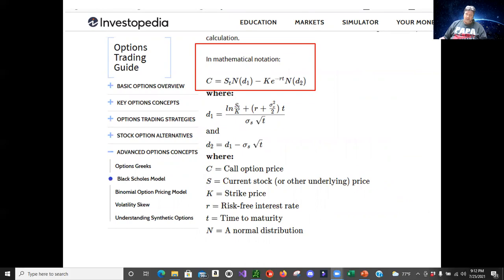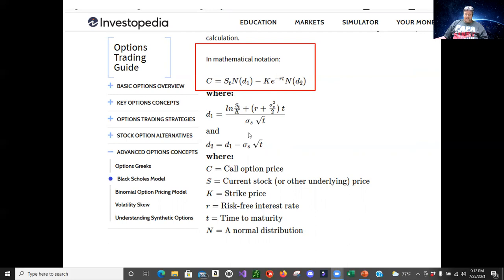Holy moly, what an equation that is. Look, this is the calculation. C equals S times N(d1), which is this guy here, minus K, which is this guy here, times e to the minus rT, times N, which is a probability, a normal distribution, of d2. What the heck is this? And here's the equation for d1, which is this guy, and this is d2, okay?